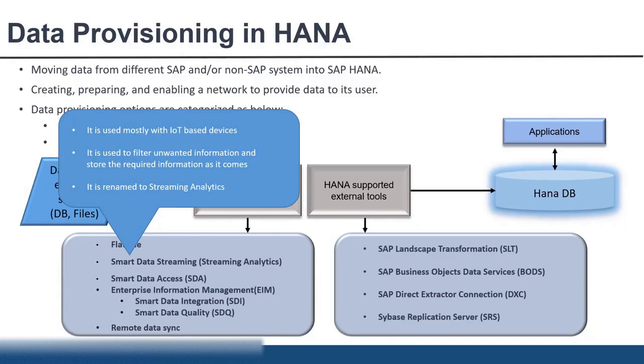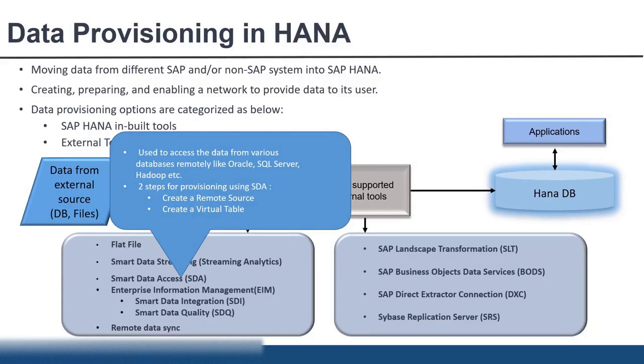The next tool is smart data streaming, which is majorly used for IoT based services, and it is also renamed as streaming analytics. It is used for filtering unwanted data, and it can store the required information as and when required. The next tool is smart data access.